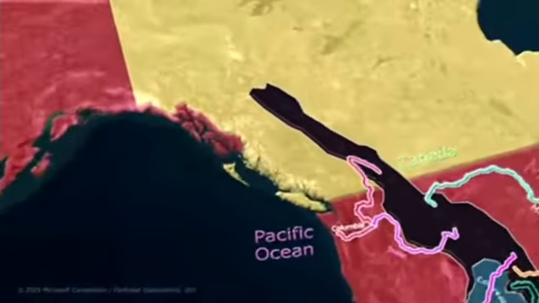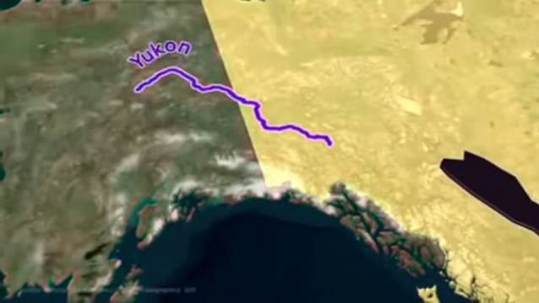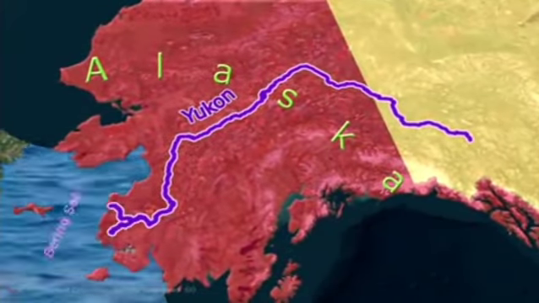Now, let us study the Yukon River, which originates in Canada, flows across Alaska in the United States, and finally empties into the Bering Sea.